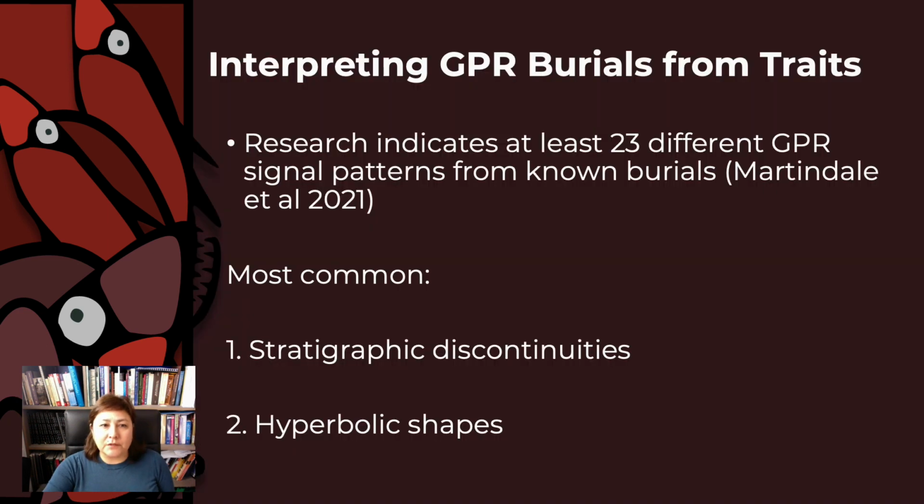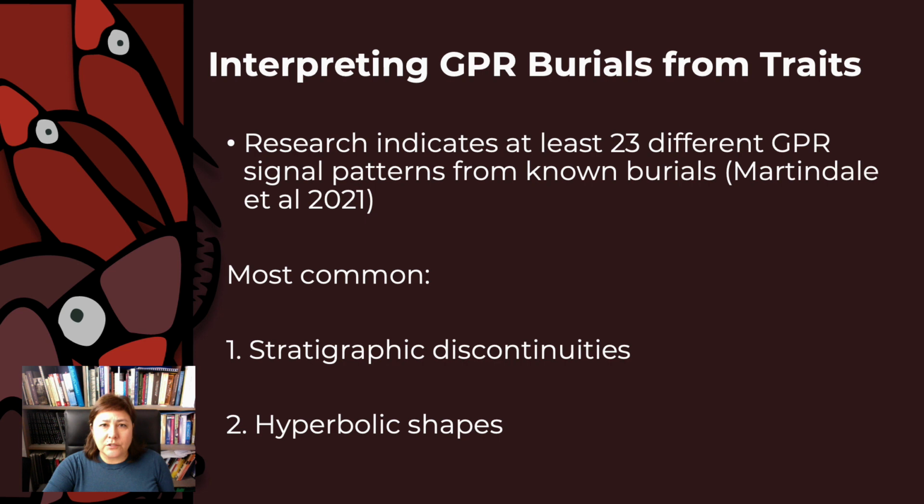A recent assessment of GPR applications to detect unmarked burials identifies at least 23 different GPR signal patterns or traits found in radargrams of known burials from 73 different published sources. Since many of these characteristics are only documented in a few of the analyses, the identification of GPR traits associated with burials remains a complicated problem.